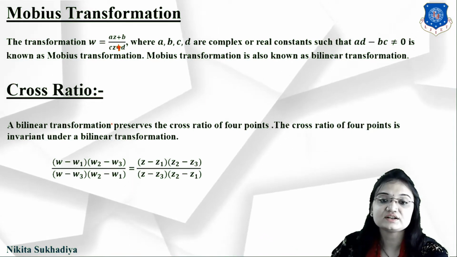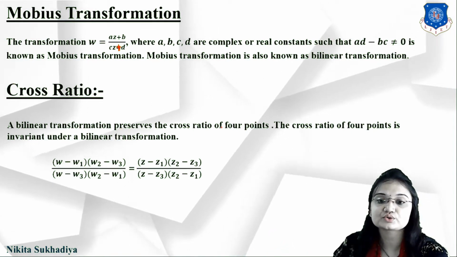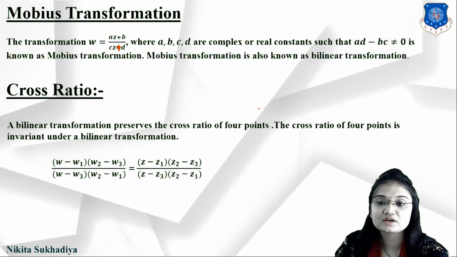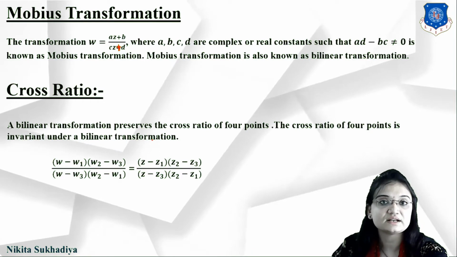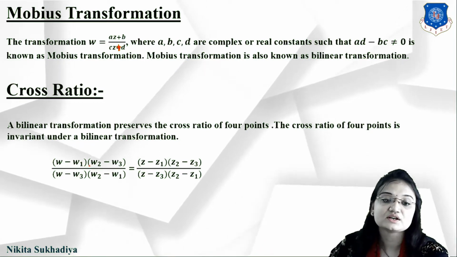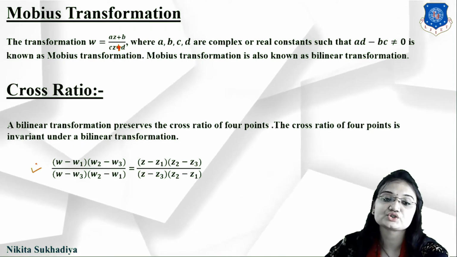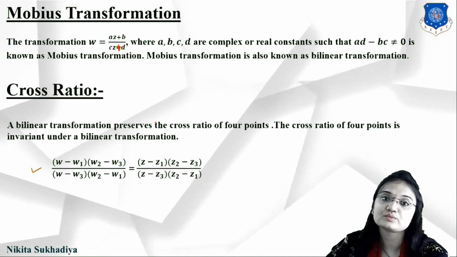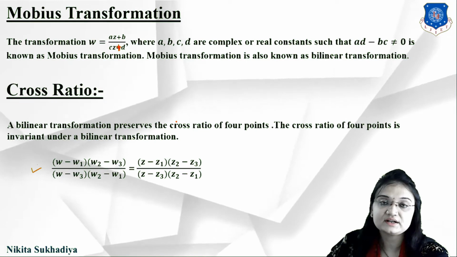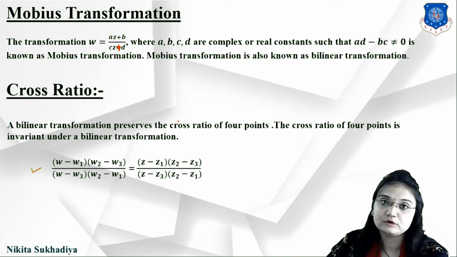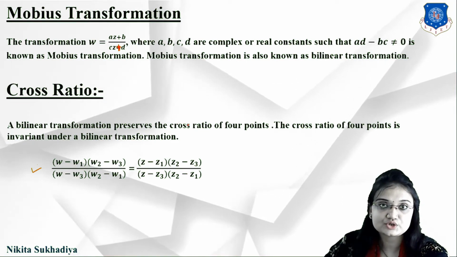The bilinear transformation preserves the cross ratio of 4 points. The cross ratio of 4 points is invariant under a bilinear transformation. So with the help of this cross ratio we can easily find the Mobius transformation with the help of 3 points of the Z plane and 3 points of the W plane. So what is the cross ratio equation?